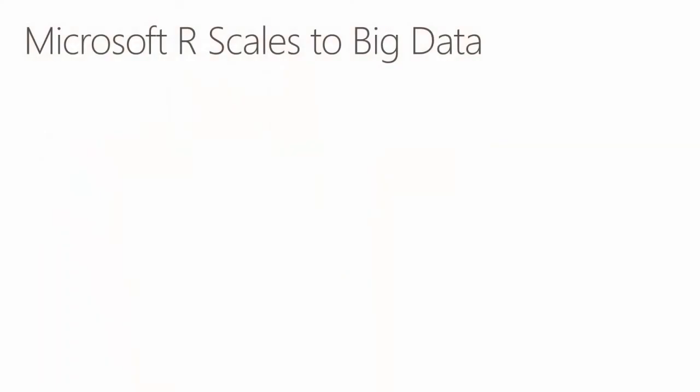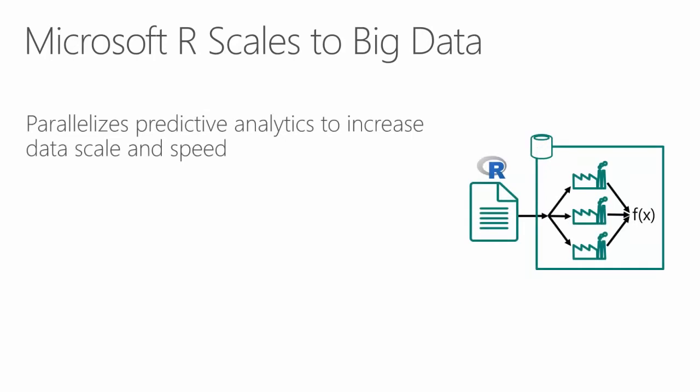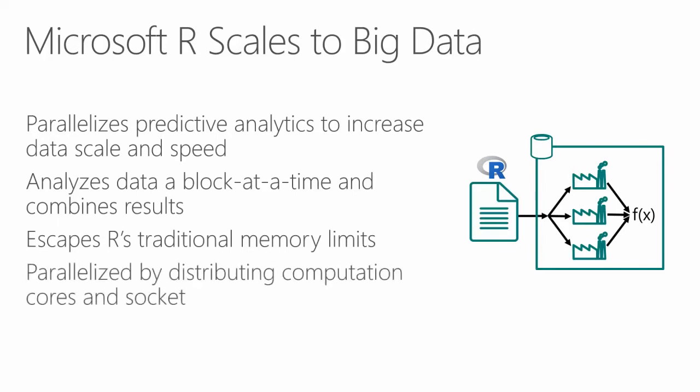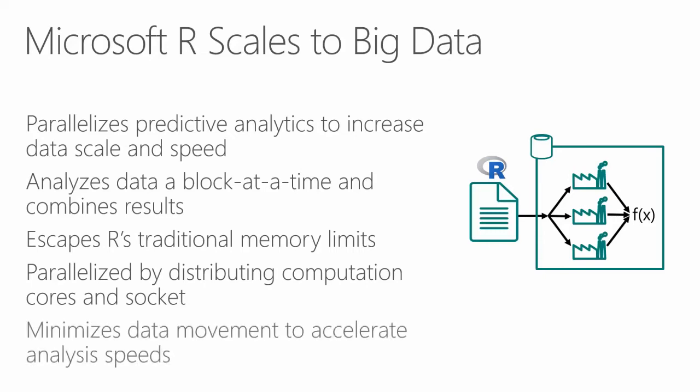In response to the challenges posed by open source R, Microsoft developed R to scale to big data. Basically, an evolution is taking place. It parallelizes predictive analytics to increase data scale and speed. It analyzes data a block at a time and combines results. It escapes R's traditional memory limits. It's parallelized by distributing computation cores and sockets, and it minimizes data movement to accelerate analysis speeds.